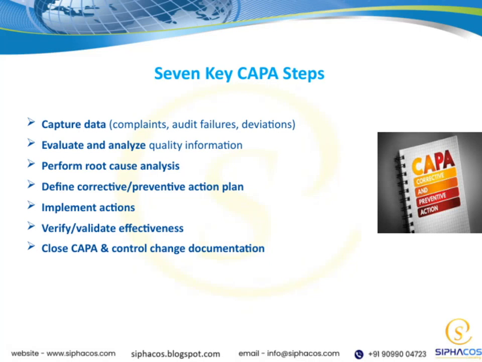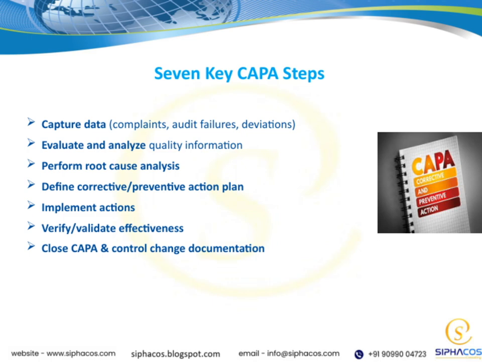Let's walk through the 7 key steps in the CAPA process, which is essential for maintaining and improving quality. First, we start by capturing data. This includes complaints, audit failures, and deviations. It's important to gather all relevant information up front. Next, we evaluate and analyze this quality data to identify patterns or issues that need addressing.